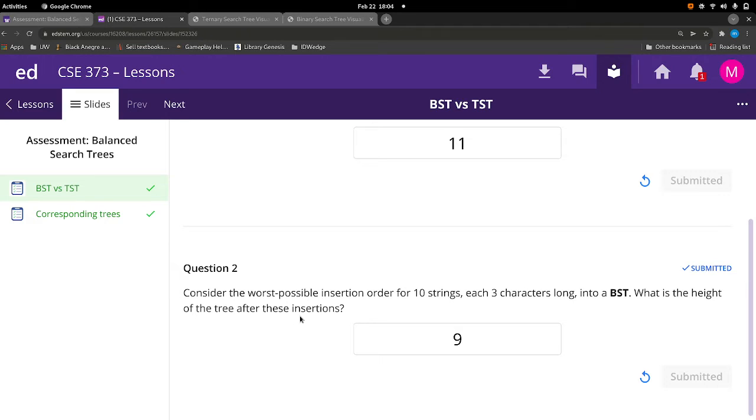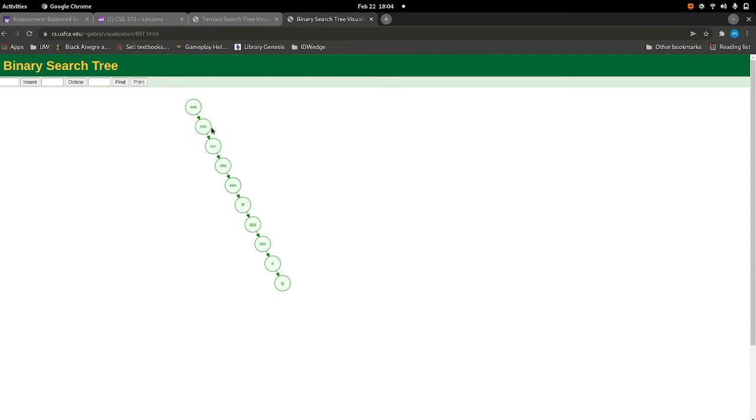So in the worst case scenario, it's essentially going to be linkless, and that happens when the insertion order is either greatest to least or least to greatest. The height is going to depend on the amount of nodes, and so there are going to be 10 nodes, so it's going to have a height of 9. But here it is again with the same exact strings, a to j.